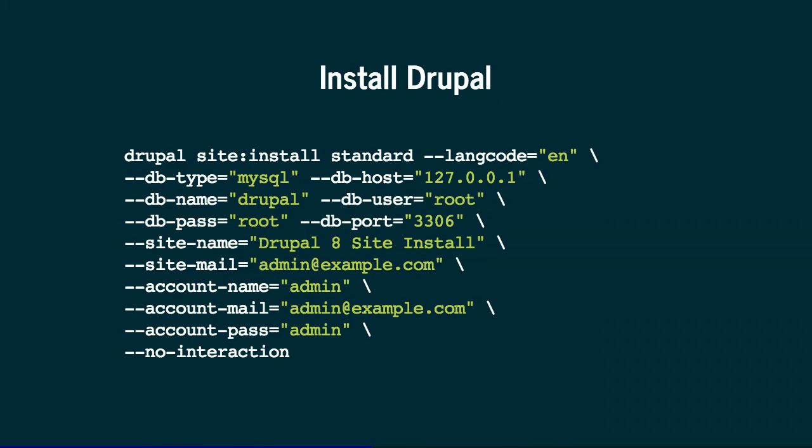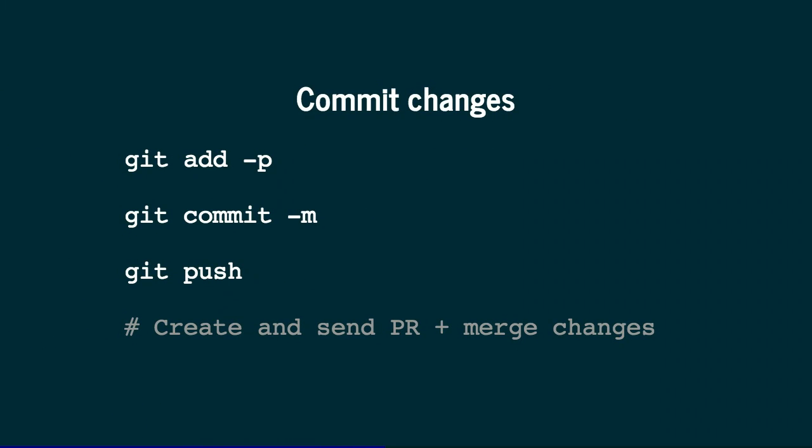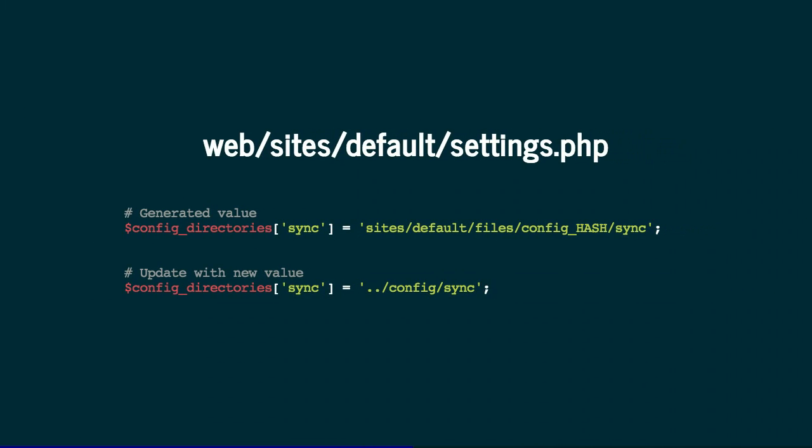Let's run again drupal site:install. I got my site installed on my local machine. And well, let's commit all these changes to share my project with the rest of the team. Make my changes, git add, git commit, git push. Create my pull request, send it, merge. How can the rest of the team get a copy of my project? Again, git clone and composer install. So now they have the project.